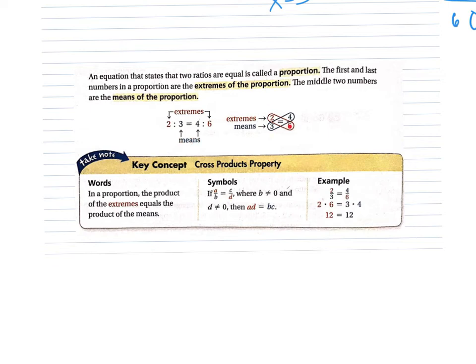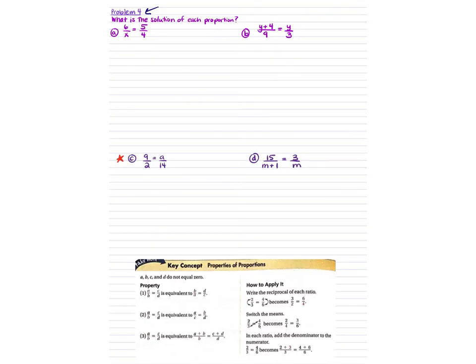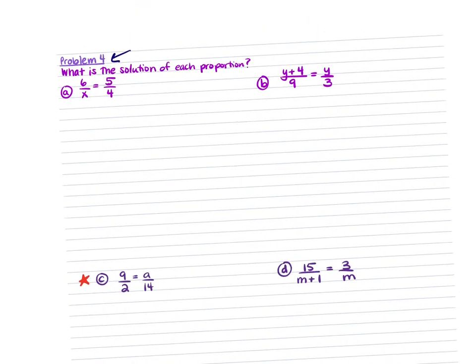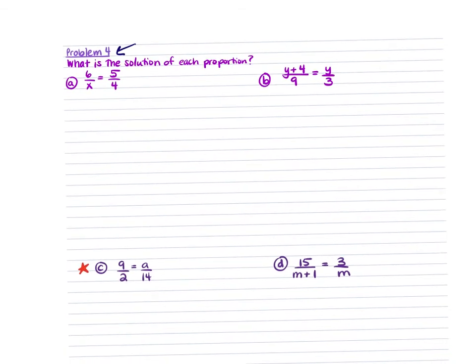When you write it as fractions and cross multiply, the product of the extremes equals the product of the means. So it's called cross multiplying, and this is really just cross multiplying to help you solve proportions. So let's see that in action. What's the solution of each proportion?